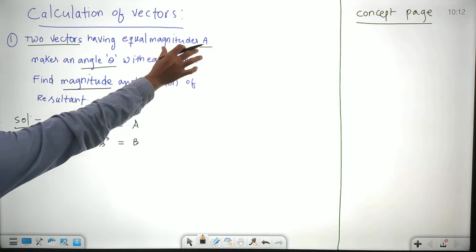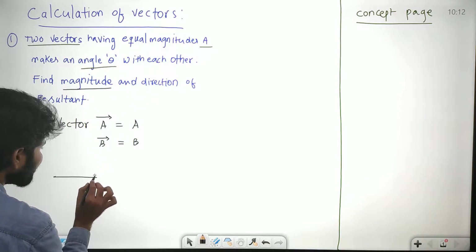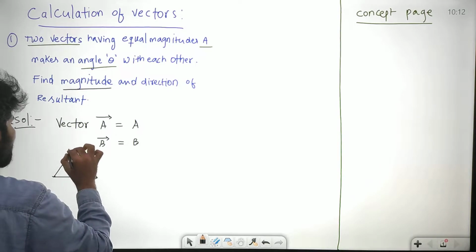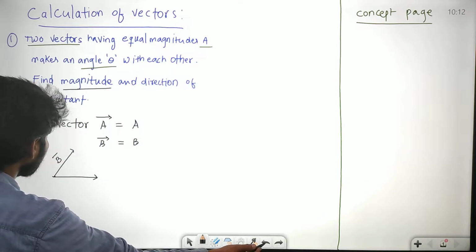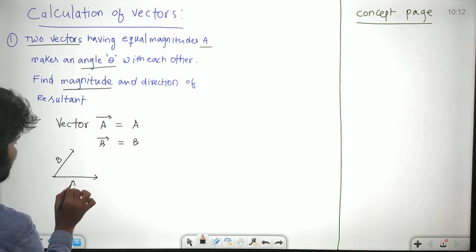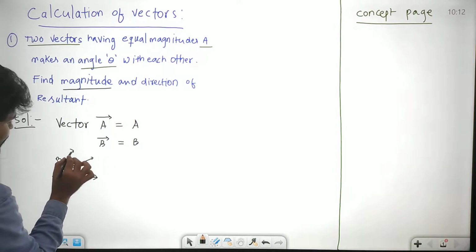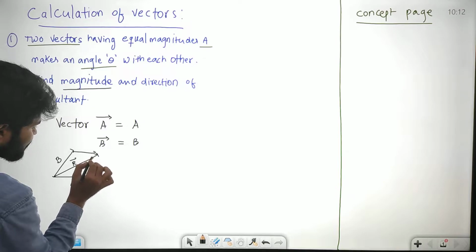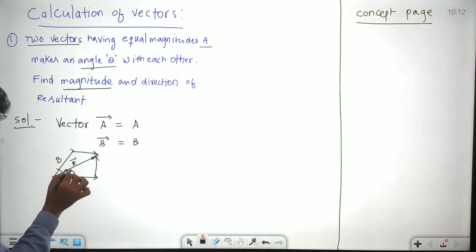See, if they give two vectors, take this as vector A and this as vector B, and they give the magnitudes A and B, and this should be the resultant, right? So we can write this as a parallelogram of vectors. We already discussed this is theta. We need to find the angle between the resultant and A, that is alpha. This is a common discussion.